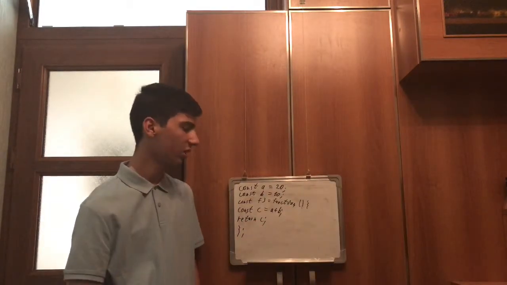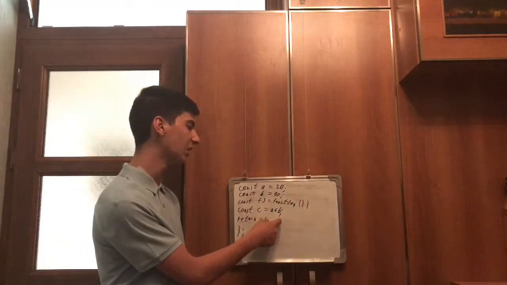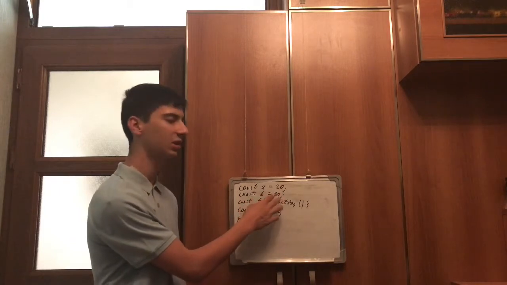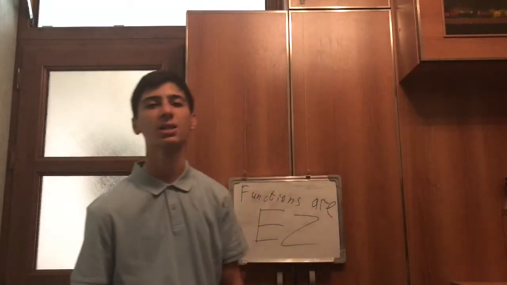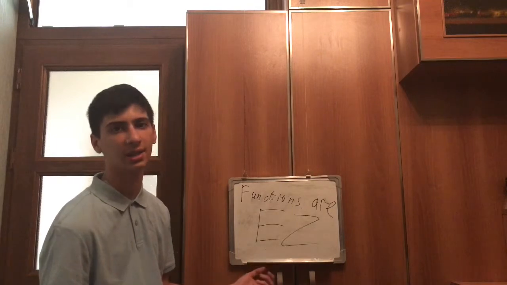So this function doesn't change its value because it always takes a and b. a and b are constants and they only have 20 and 10 values. So we will always get 30. So that's pretty much everything I can explain about functions, because functions are very easy.